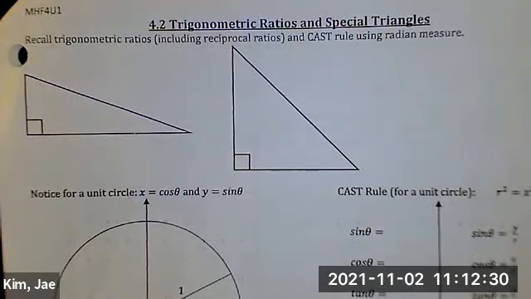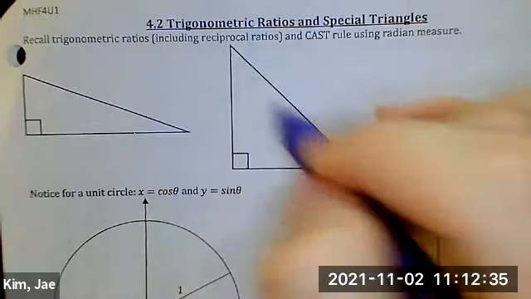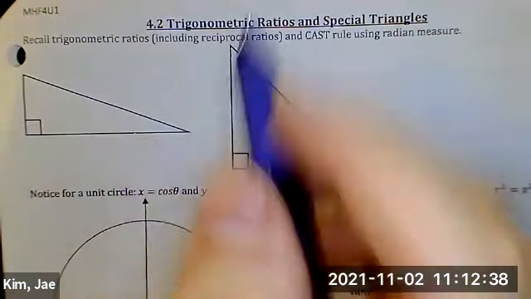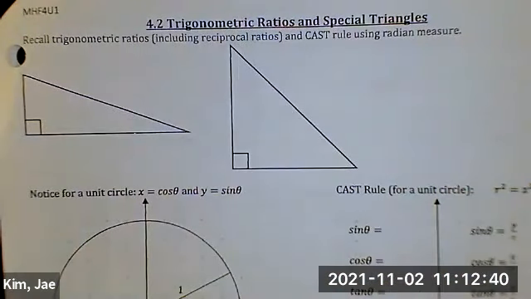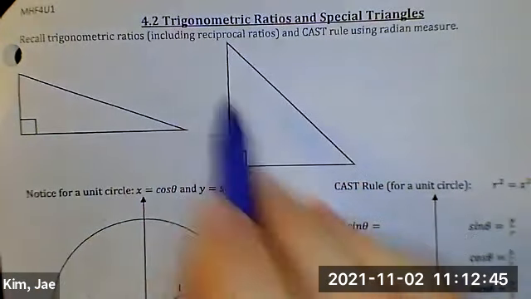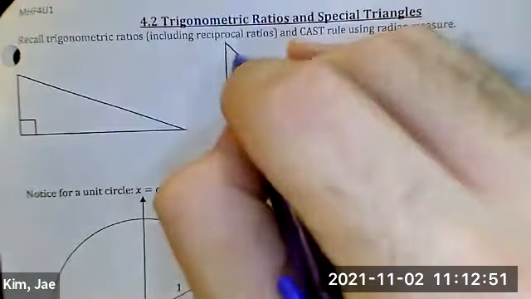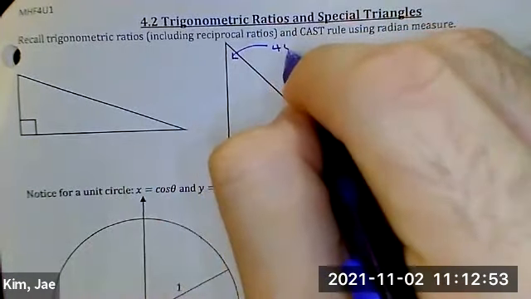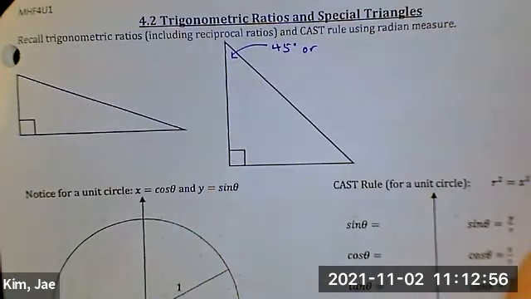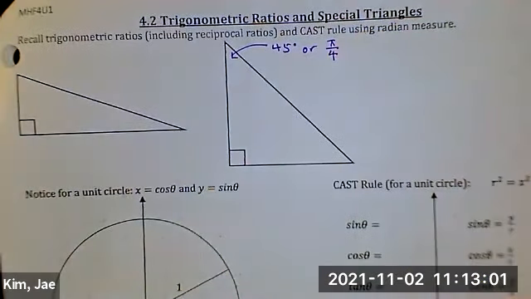Let's do this. Do you remember your special triangles? If the angles were 45 degrees or 30 and 60, the numbers would be blah, blah, blah. I am actually going to make an effort to write all of these angles in radians. Bear with me. 45 degrees is the same as pi over 4. So if you see pi over 4, it's 45 degrees.